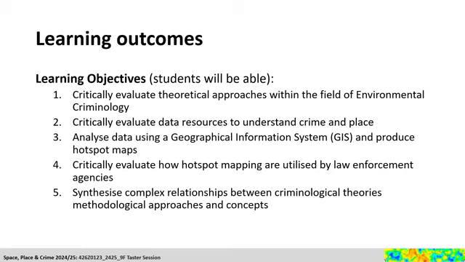The unit has 5 learning outcomes. So at the end of this unit, students will be able to critically evaluate criminal theoretical approaches within the field of environmental criminology, critically evaluate data resources to understand crime and place, analyse data using a GIS, and as part of this, produce a series of hotspot maps, critically evaluate how hotspot mapping techniques are utilised by law enforcement agencies, and then finally, to synthesise these complex relationships between criminological theories, methodological approaches, and concepts.